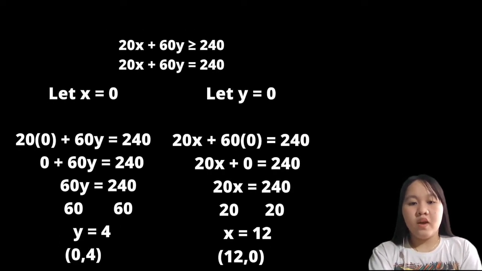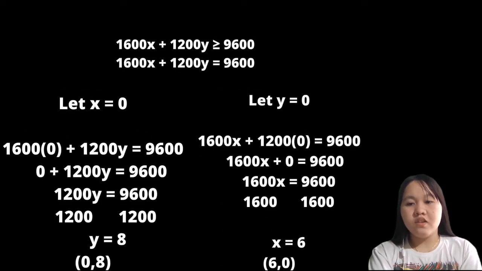20x plus 60y equals 240. Substitute x and y with 0. Our second ordered pairs are (0, 4) and (12, 0). And lastly, 1600x plus 1200y equals 9600. Let x and y be 0, so our last ordered pairs are (0, 8) and (6, 0).